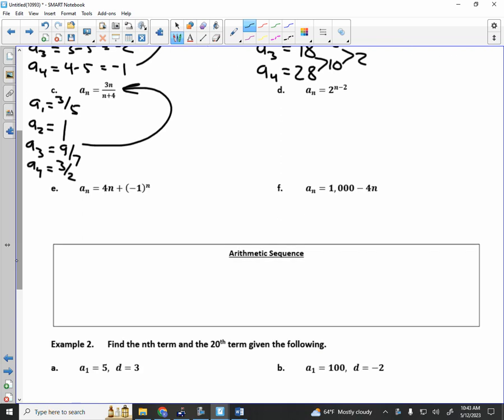Let's go with one that's easier. This one, now we see it, the variable in the exponent. We got a sub 1 is equal to, 1 minus 2 is negative 1, and 2 to the negative 1 is?